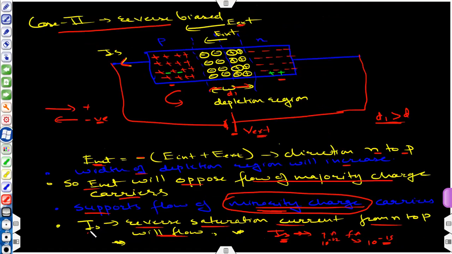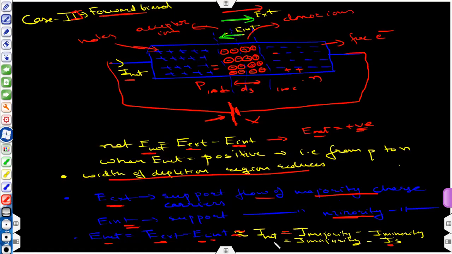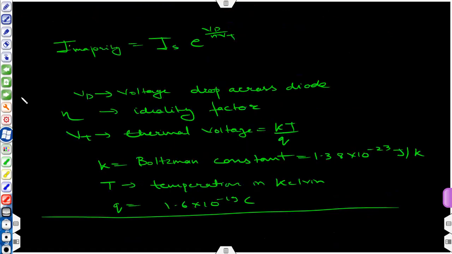This will remain fixed. Okay, so we have I net equal to I majority minus IS. Mathematically, this I majority is given by this formula: IS times e raised to the power Vd by eta Vt. So Vd is the voltage drop across the diode.